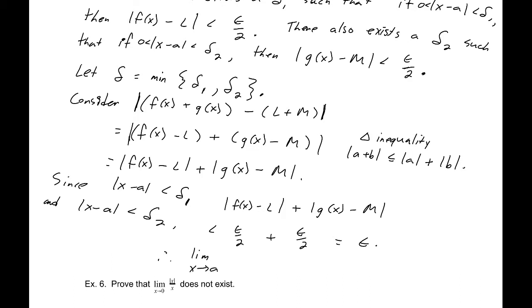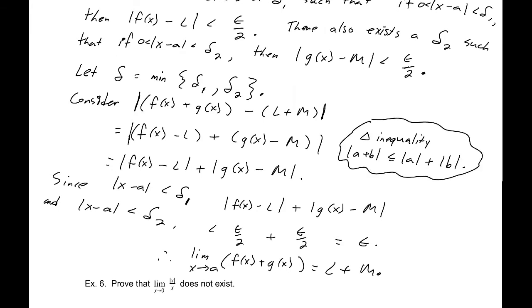Therefore, the limit as x approaches a of, we don't need an absolute value there, f of x plus g of x equals L plus M. And there we have proven one of our limit laws. Now we can do the same thing for other limit laws. I just happened to choose this one because it's one we use quite often.